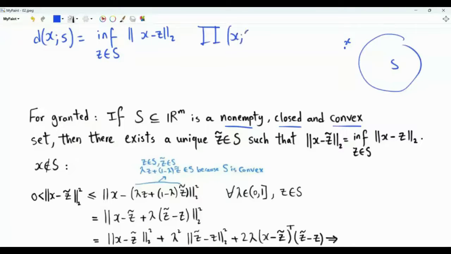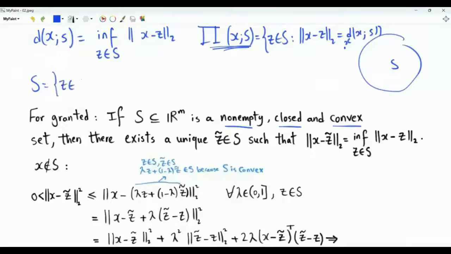The projection of x onto set S is the set of points z in S such that the distance between x and z is equal to this infimum here. For a general set S, this set here may be empty, or it may have infinitely many elements. For example, if we take S to be the points in R2 such that the L2 norm of the point is strictly less than 1. We are talking here about the open disk with radius 1, and let's take x to be this point (2, 0). So here the radius is 1. What is the distance between x and this disk? Well, we can compute the distances, and the infimum will be 1, which is this length here.